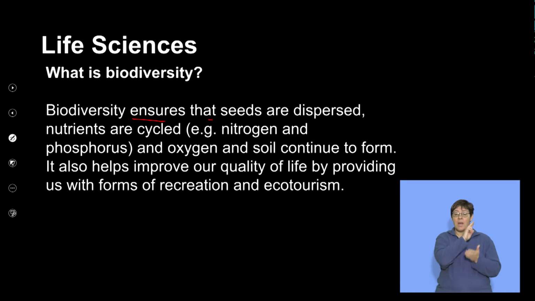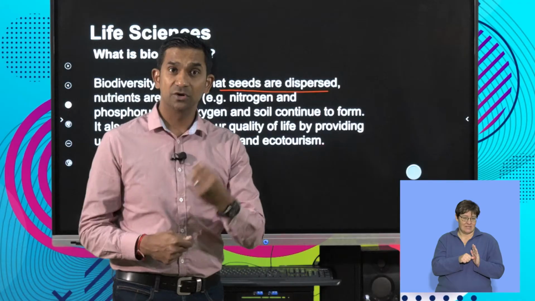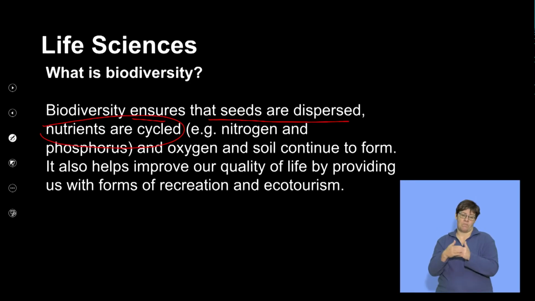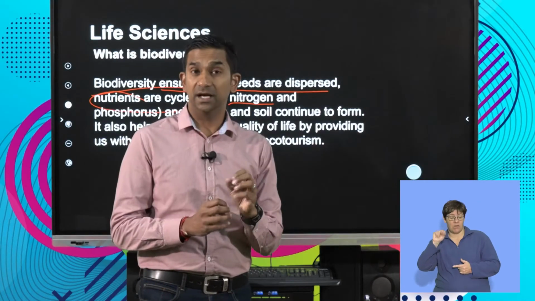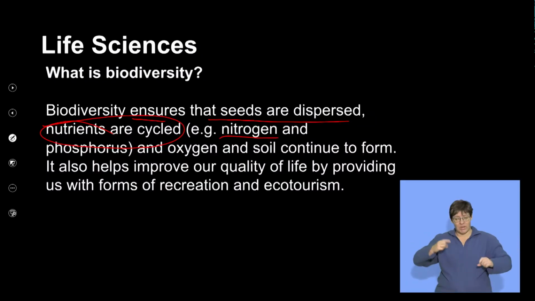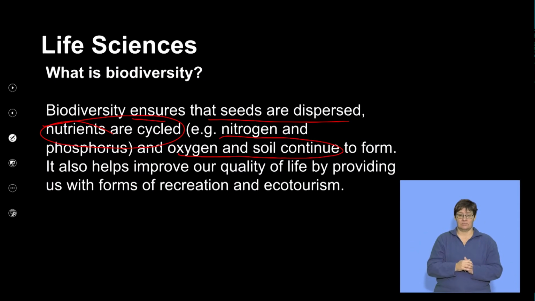Biodiversity ensures that seeds are dispersed, guys. We talk about those seeds being an important part of ensuring that there's more crop and more plants available. We also know that nutrients are recycled, for example, the nitrogen cycle and the carbon cycle, and how the impact on biodiversity affects these cycles. The oxygen and soil are also affected by a loss or damage to the biodiversity.